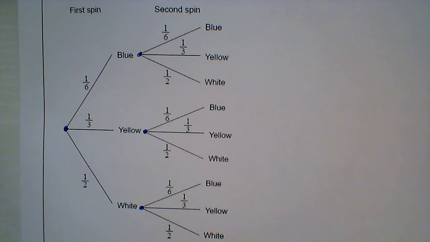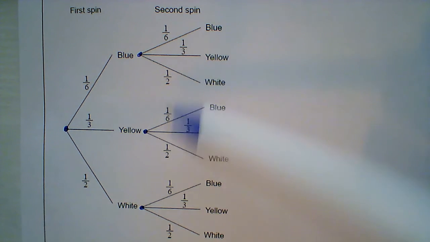It's not like you spin once and then all of a sudden the colors on the spinner change and then you have to spin again. The spinner stays the same every single time, which means your probability stays the same every single time. Nothing changes.